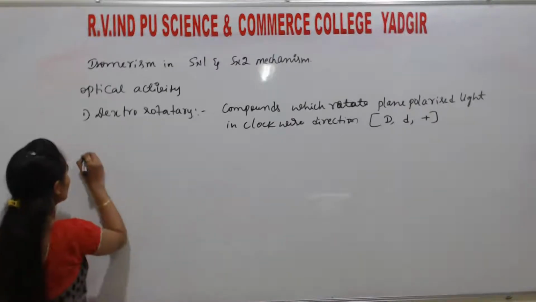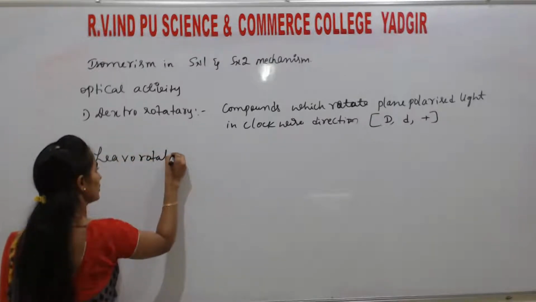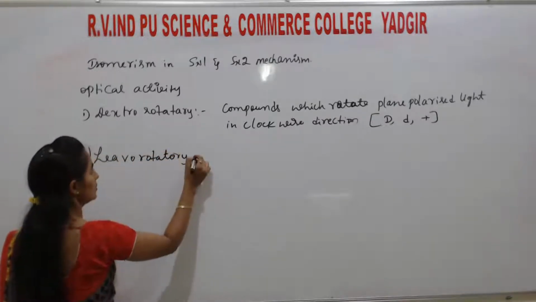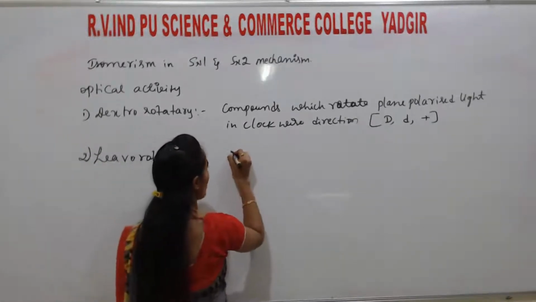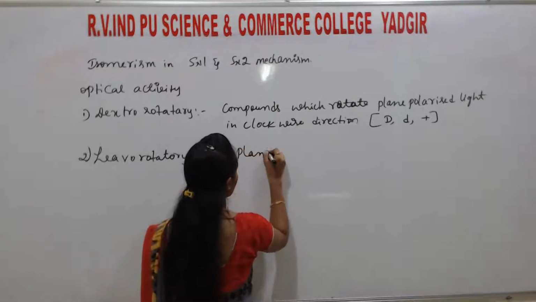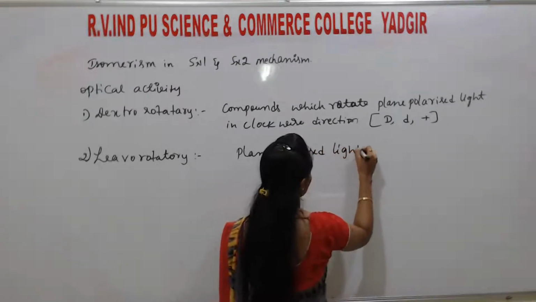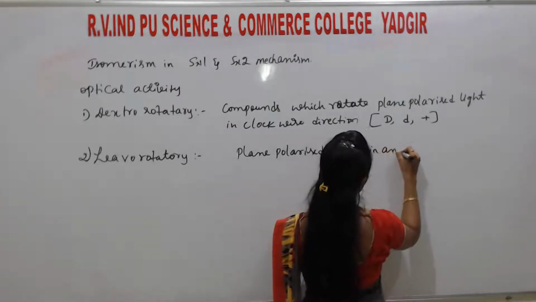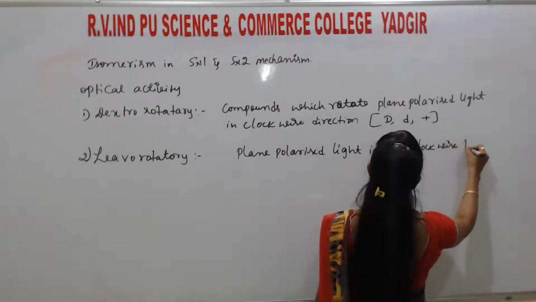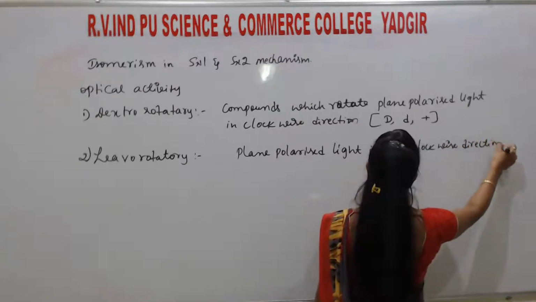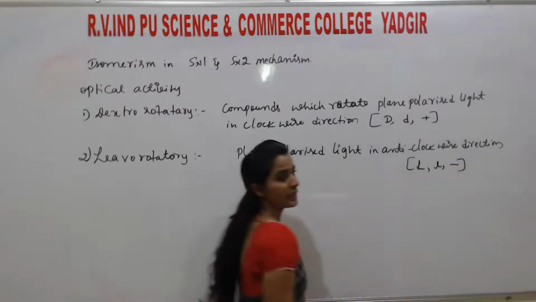Another one is levorotatory. So what is levorotatory? The compounds which rotate plane polarized light in the anti-clockwise direction. These are represented by capital L or small l or minus.